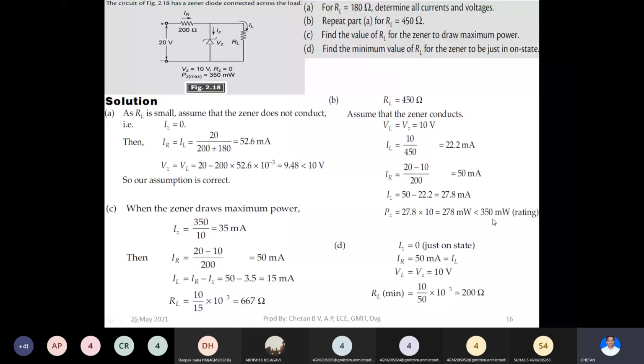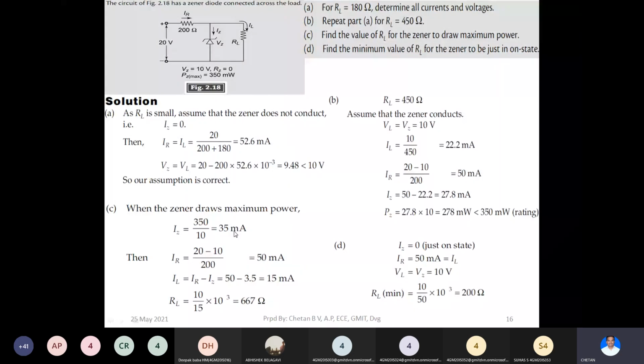Then part C, find the value of RL for Zener to draw maximum power. The Zener diode draws maximum power when the maximum value of IZ flows through this, right? Whenever maximum value of IZ flows through this, the power dissipated is 350 milliwatt. From this data, you can find out the voltage. Sorry, you can find out the current, right? So the maximum current will be equal to the power dissipated divided by Vz. Vz is 10, therefore you will get 35 milliampere.